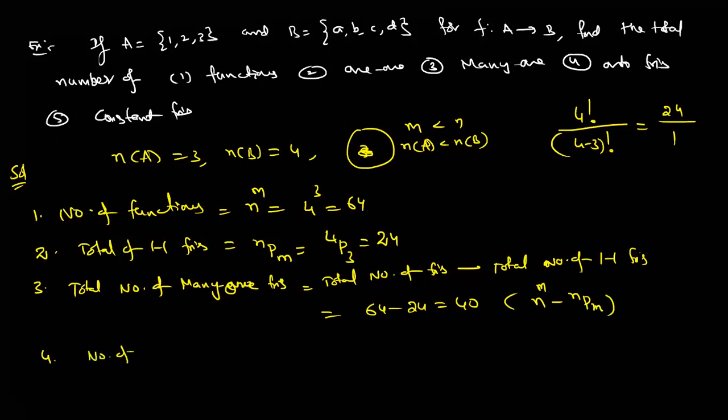Number of onto functions. So clearly n is greater than m means what here? 0. What is the meaning of onto? For every element in codomain, there exists at least one preimage. But here, comparing the domain, the number of elements is more in codomain, so not possible. Number of onto functions is 0.